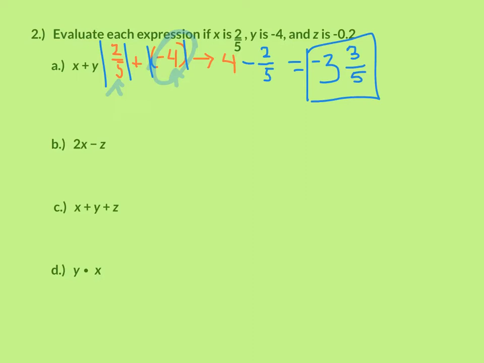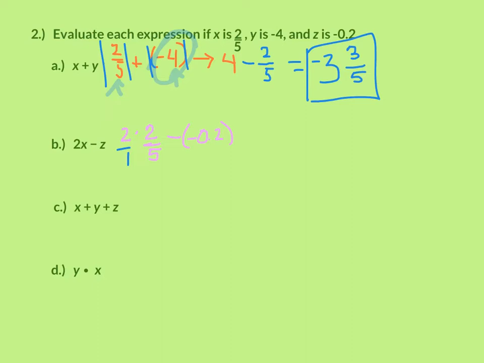Okay, so for this problem, we have 2 times x, or 2x. So 2 times 2/5 minus z, which is negative 0.2. Okay, so I can't forget my order of operations. In this particular problem, I've got a multiplication part to the problem and subtraction. So I know multiplication comes before subtraction. So I've got 2 times 2/5. So I don't need to do any flipping because it's not a division problem. I go right to the multiplying.